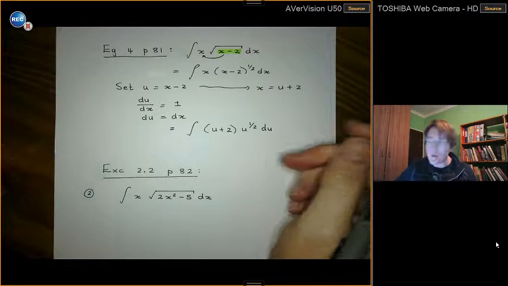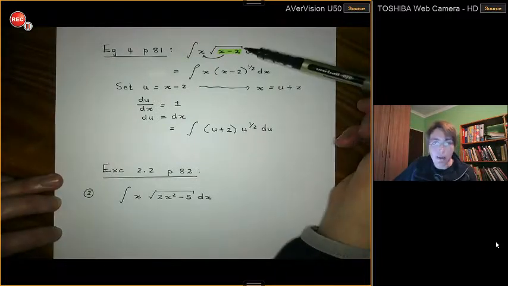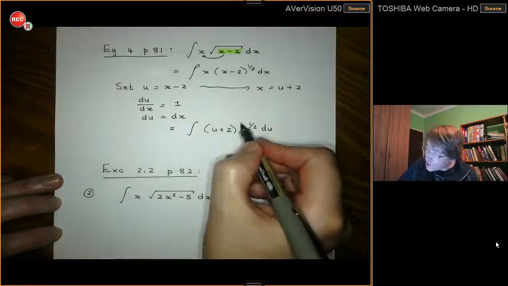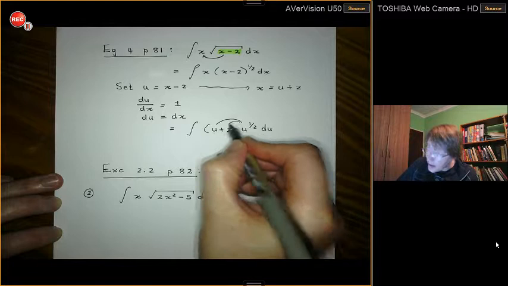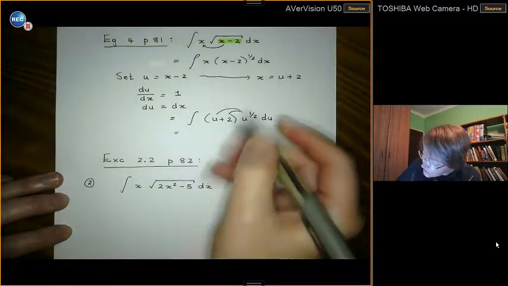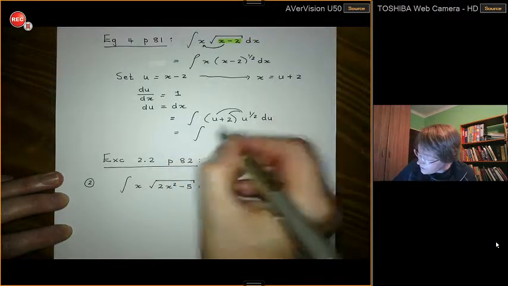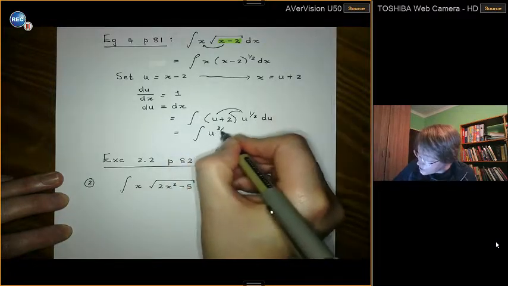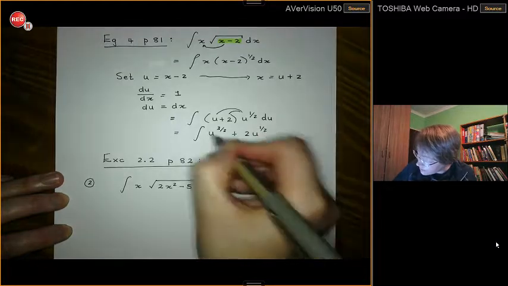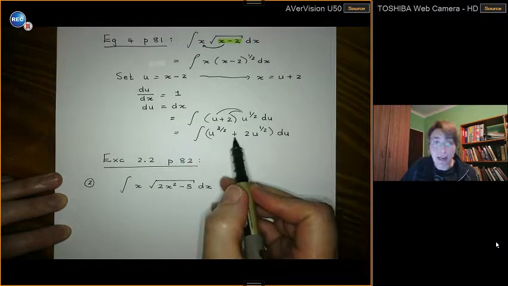And the reason this was useful was because I couldn't actually simplify the original algebra over here. But due to the u substitution, I can now actually go and multiply in. I can use my distributive law and I can simplify this. So I can simplify this to say it's going to be the integral of u times u to the power of a half, which is u to the power of 3 over 2, plus 2u to the power of half du. And that I can now go and integrate.